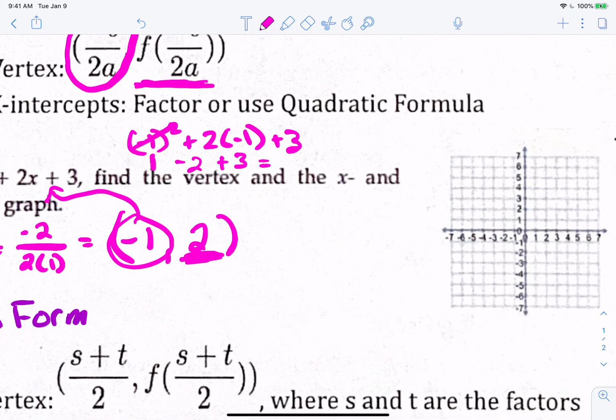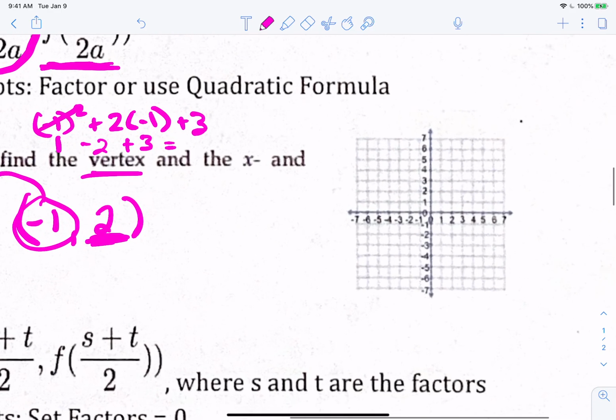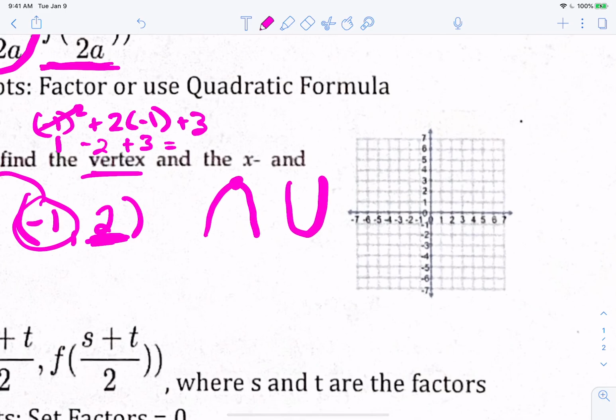What does a vertex mean again? The intersection of x. Nope. It's 1 point where it's, the vertex is this point or this point. That's what your vertex is. It's the high or the low point, right? Okay, so negative 1, positive 2, that's where my vertex is located.